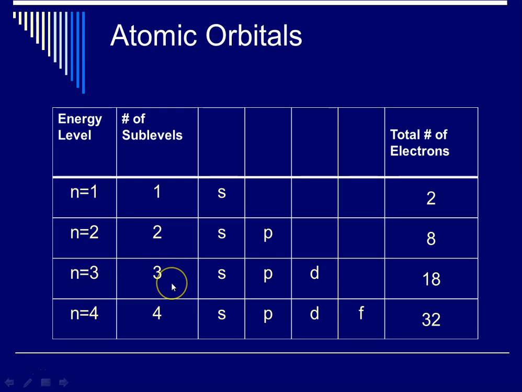Then at n equals 3, there are 3 sublevels. They're called S, P, and D. S has 1 orbital, P has 3, D has 5. So if you think about the numbering, 2, 6, and 10, which is where 18 comes from. And then at n equals 4, S has 1 orbital, P has 3, D has 5, F has 7. So if you add those up, 7 times 2 is 14, 5 times 2 is 10, 3 times 2 is 6, and 1 times 2 is 2. Add those up, and that's where you get your 32.